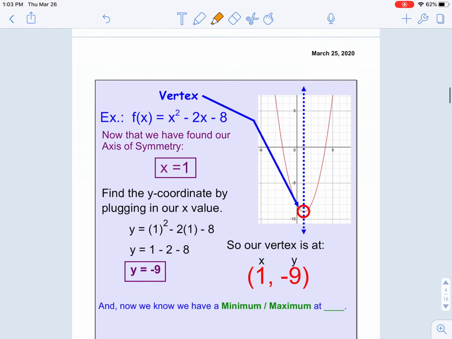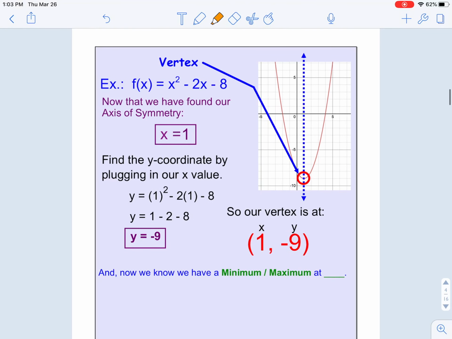All right, the next place to go is finding our vertex. Finding our vertex is something we can now do after we find our axis of symmetry. Remember, this point right here, the smallest point on this graph, the point where it was going down and now it turns and starts going back up, that point is called our vertex.